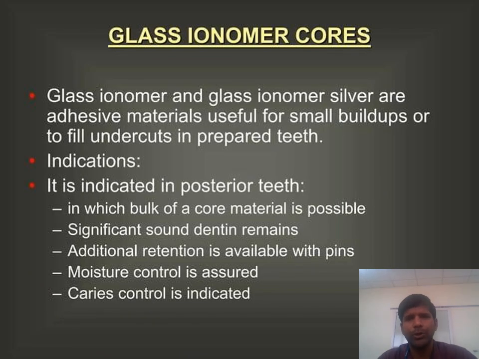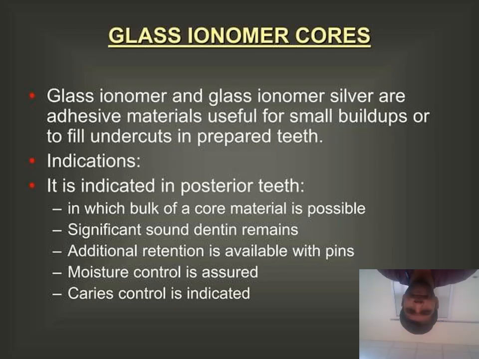Coming to the glass ionomer cores, the glass ionomer and glass ionomer silver are adhesive materials useful for small buildups or to fill undercuts in prepared teeth. The indications are: it is indicated in posterior teeth in which bulk of the core material is possible, where significant sound dentin remains, additional retention is available with pins, moisture control is assured, and caries control is indicated.